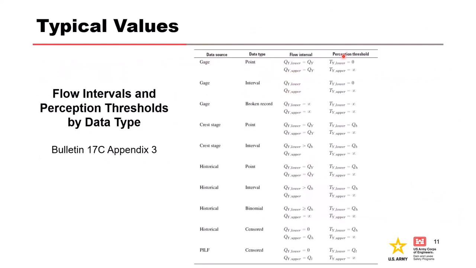All right. So from Bulletin 17C, there's a good list of typical values listed for gauging stations, crest stage gauges, historical floods, and potentially influential low floods. This is just a reference from Appendix 3.